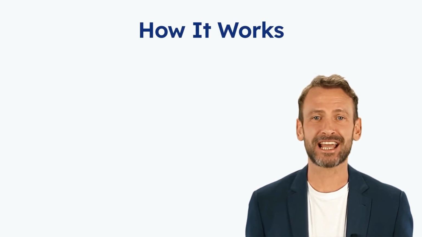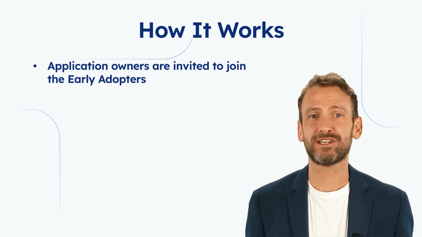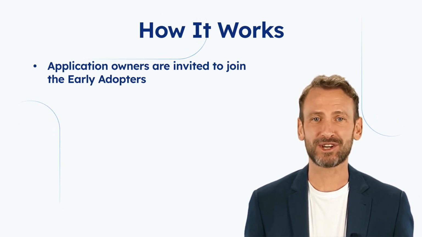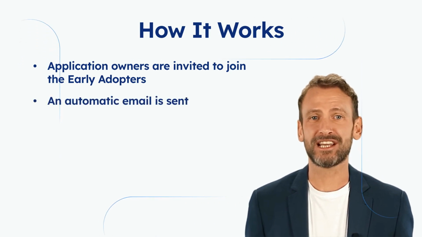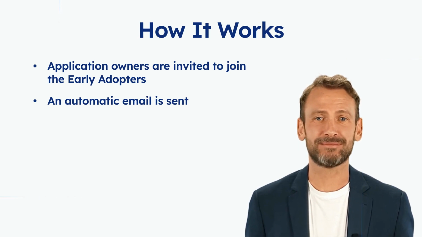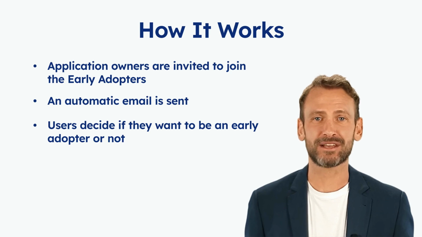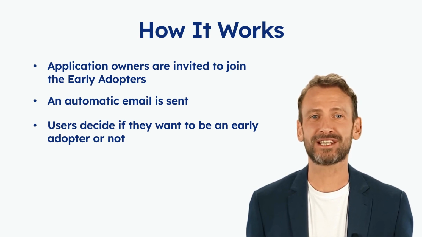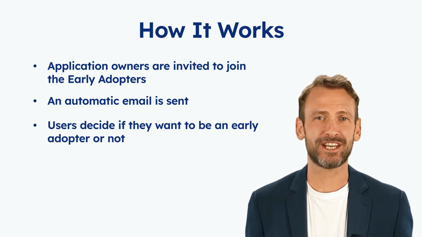How Early Adopters Actionlytic process works. Application owners are invited to join the early adopters by adding them to the Discovery Collection in the Early Adopter Collection class. An automatic email is sent, containing a link to a document explaining what being an early adopter means. Users decide if they want to be an early adopter or not. If they decline, they move to the Out-of-Scope collection. If they agree, they go to the Ready collection and are involved whenever there's a change.